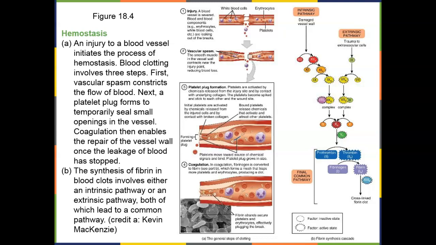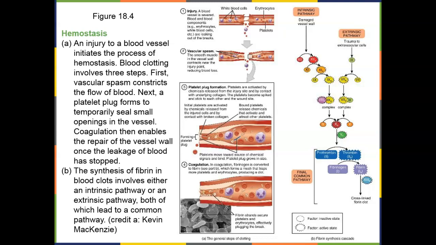But when you have damage to the vessel, then you have extensions of the plasma membrane that are available that don't have that special coating on them. And platelets are going to recognize that. So the first thing that happens is you have a vascular spasm. When you have damage, the blood vessel itself is going to spasm, constrict, so that you don't lose as much blood from the damaged tissue.